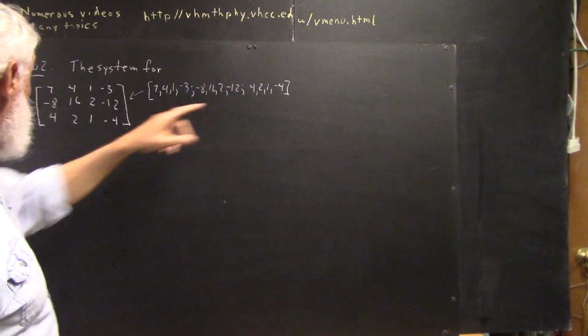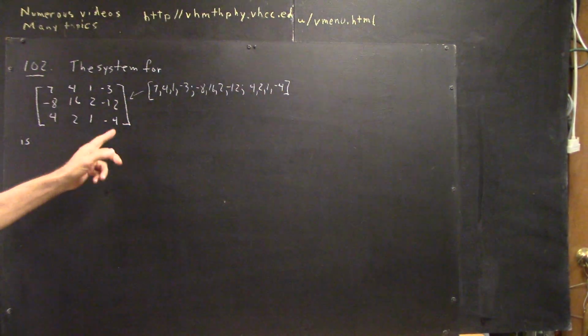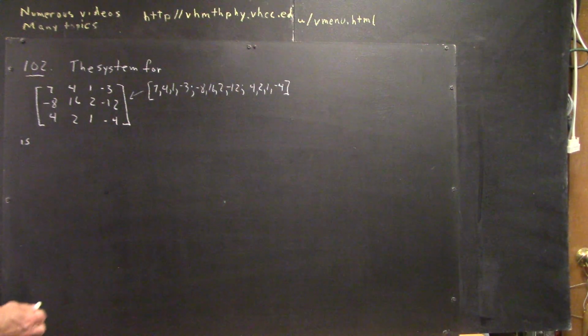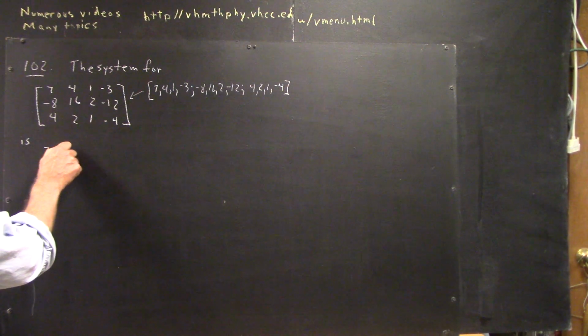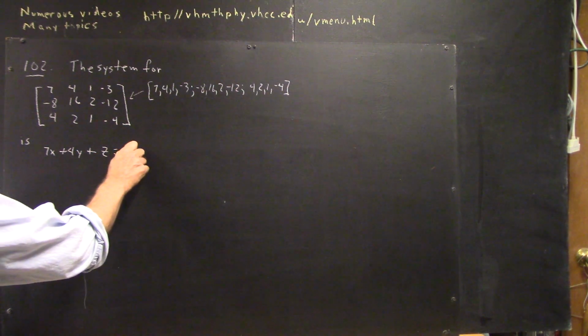Negative 8, 16, 2, negative 12, right there it is. And then we start a new row, and you see that those numbers are there. So what's the system for this matrix? Well, the system is 7x plus 4y plus z equals negative 3.